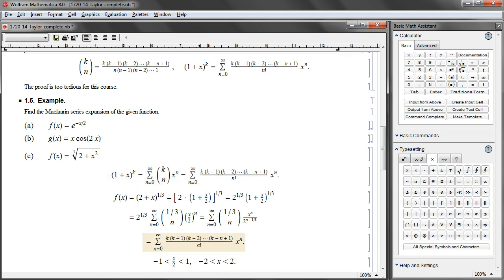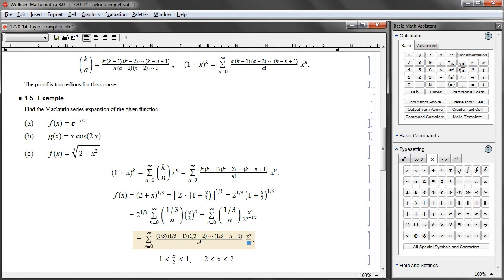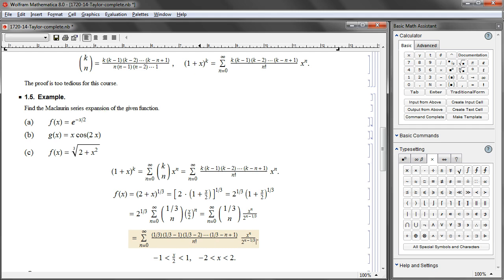Kind of like this one. And k is going to be 1/3, and then this is 1/3 minus 1, this 1/3 minus 2, 1/3 minus n plus 1, and so on and so forth. And then we have x to the nth power, 2 to the n minus 1/3 power. And okay, here's an alternative expression of the same thing.